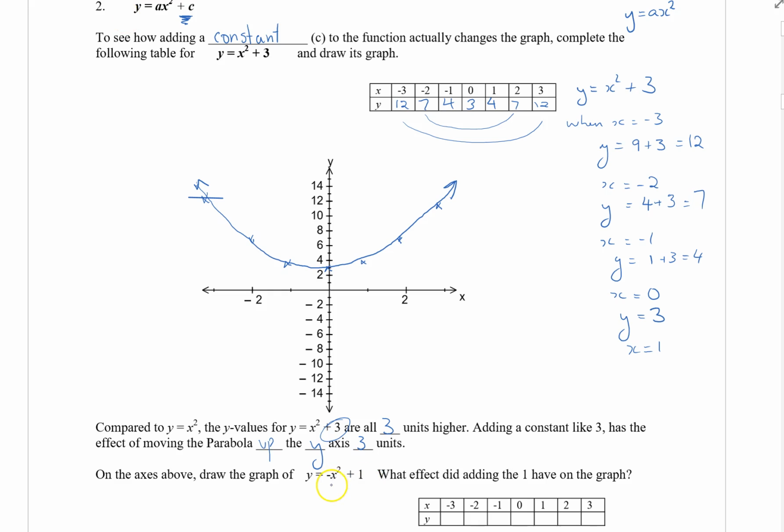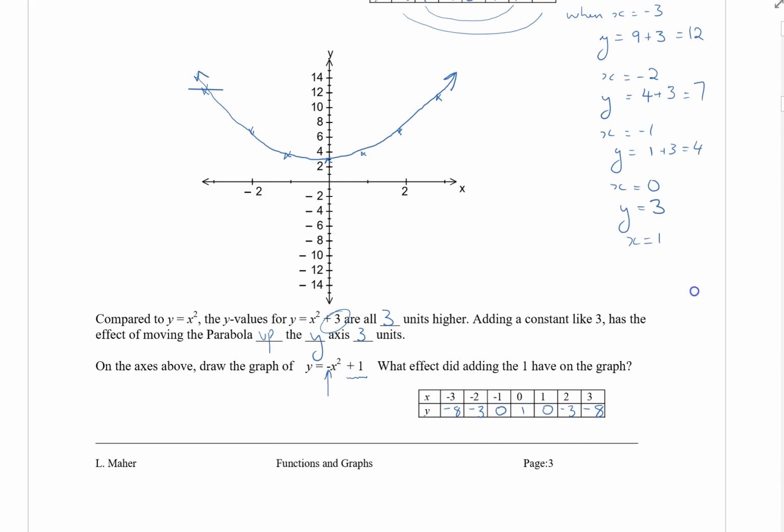Though you've got to pay attention to all the detail and think about the impact of every aspect of the equation now. That negative is going to have an impact on the equation. It's going to turn the parabola upside down, and this +1 is going to push the parabola up 1 unit. Now this is all compared to y equals x squared. So we're comparing the impact of these changes to the graph of just y equals x squared.